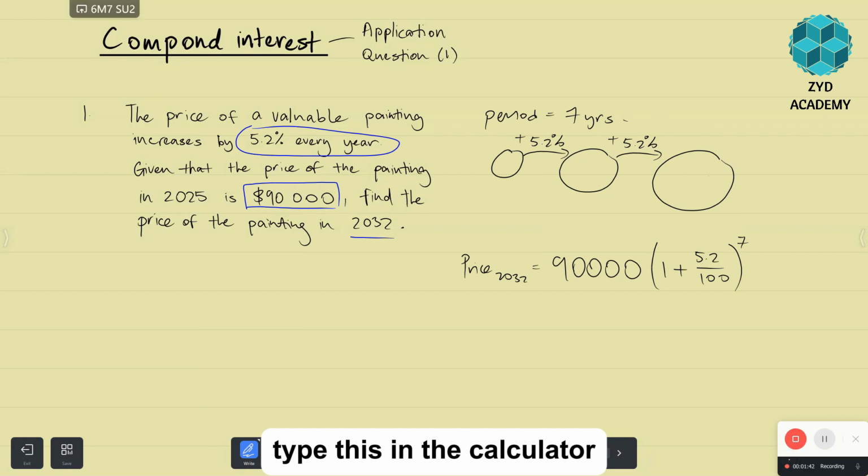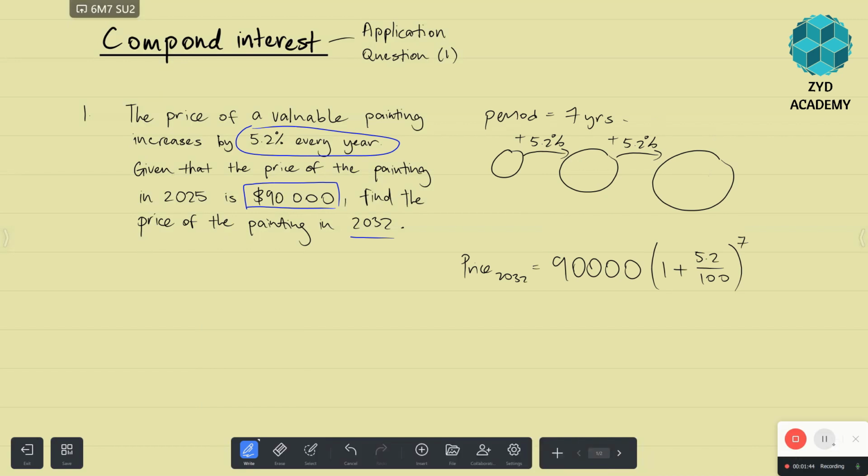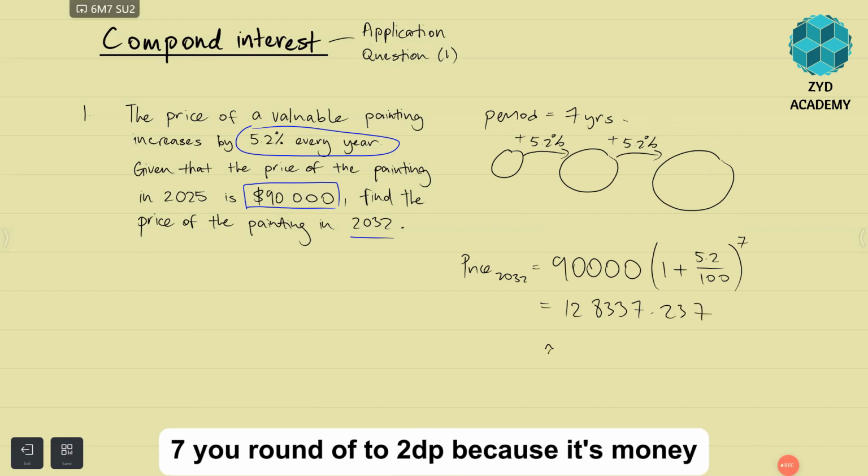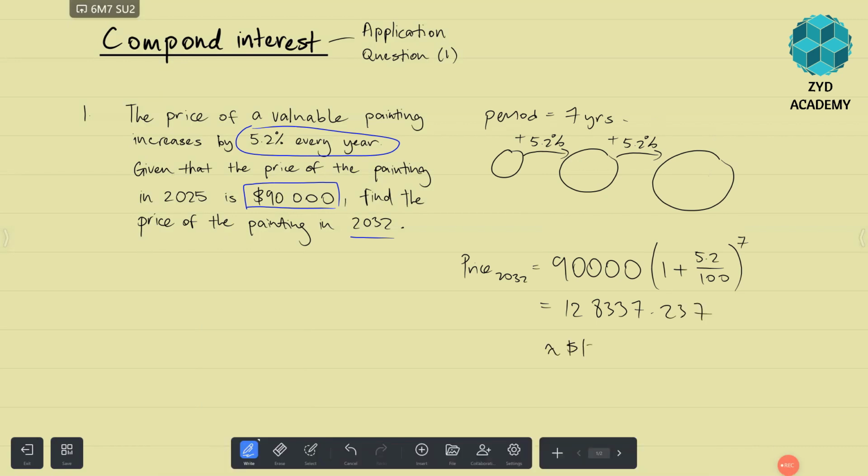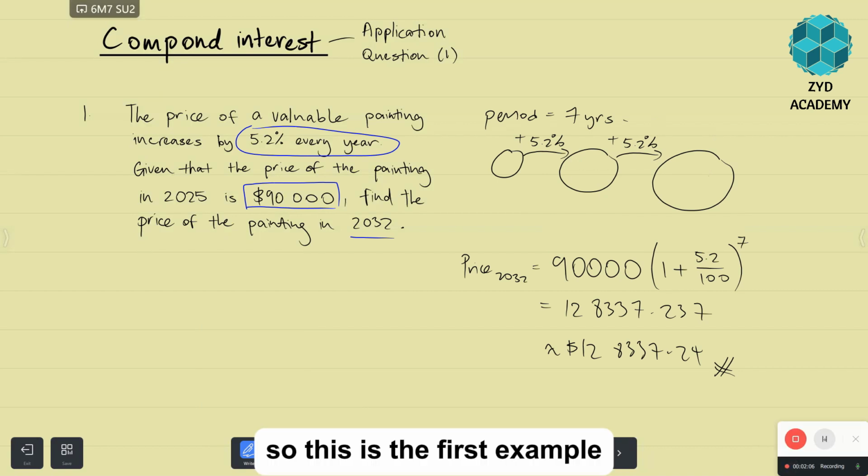So type this in the calculator, and you get 128,337.2. You don't have to round to 2dp because it's money. So 128,337.24. So this is it for the first example.